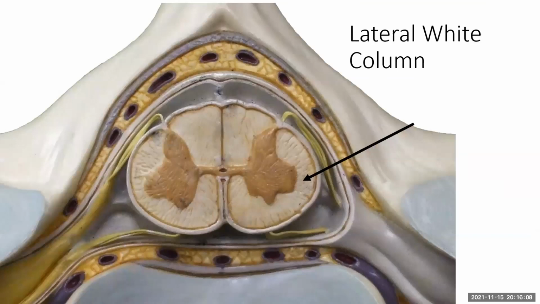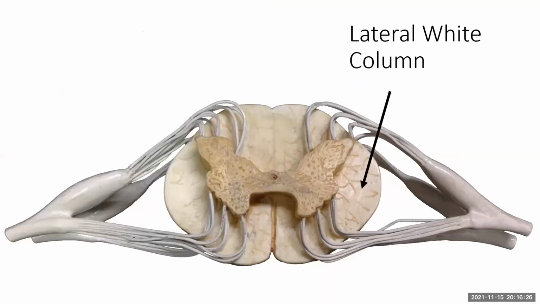Then you can see on the side here what we would call the lateral funiculus. That's the lateral white column here on the side. There's a mixture of sensory and motor tracts that run in that area. That's the lateral white column. Here's the other lateral white column here.